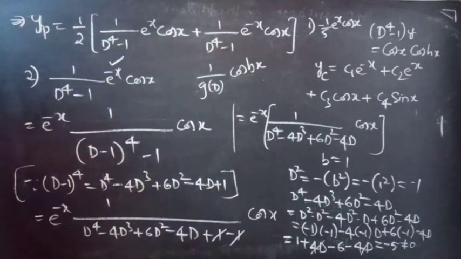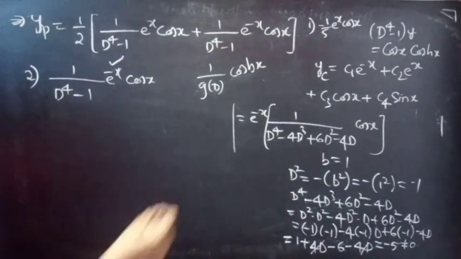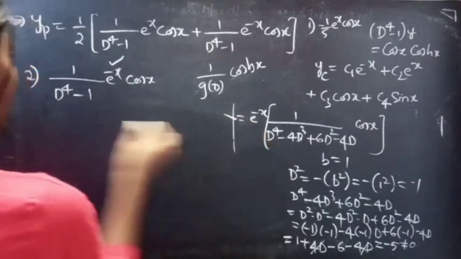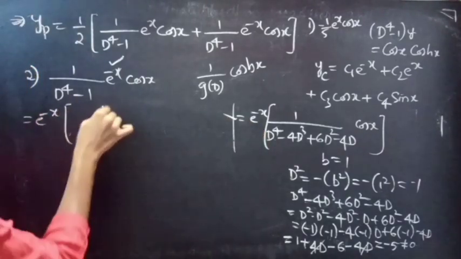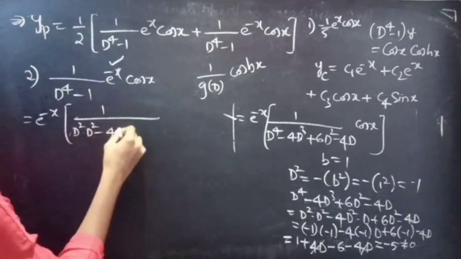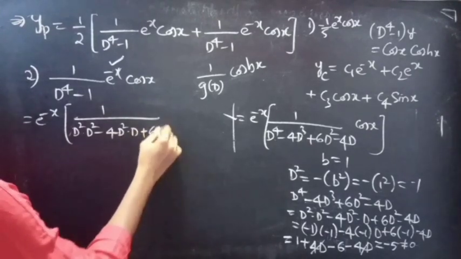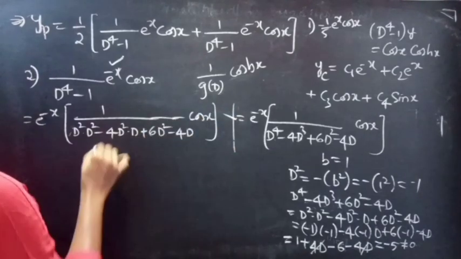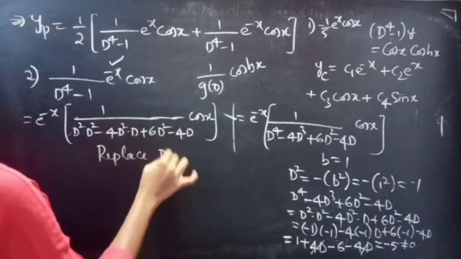By replacing d square by minus 1, we got the denominator non-zero. So we can replace d square with minus 1, right? Now we can write the denominator, d power 4, as d square into d square, minus 4 into d cube, written as d square into d, plus 6 into d square, minus 4d, into cos x. Now replace d square by minus 1.